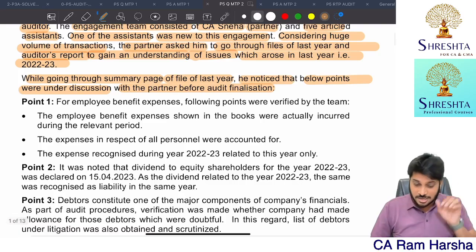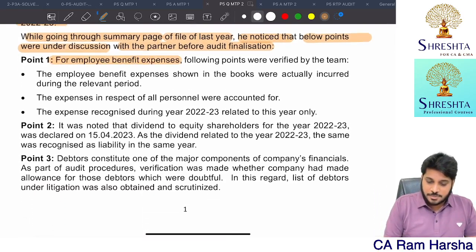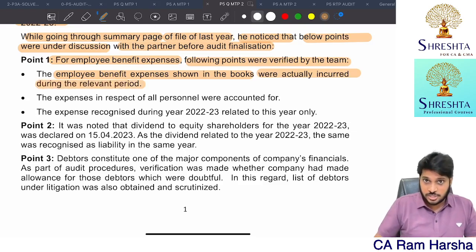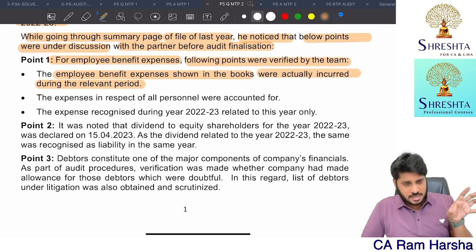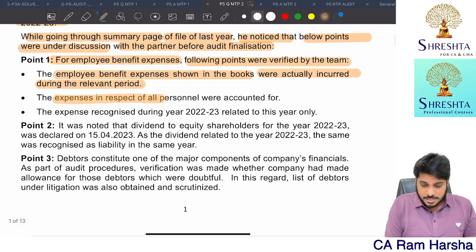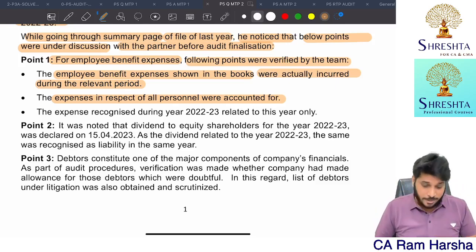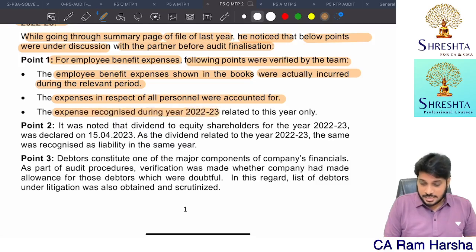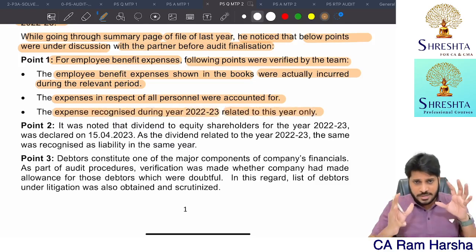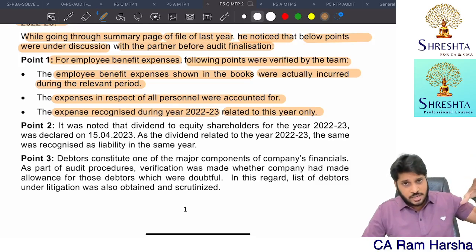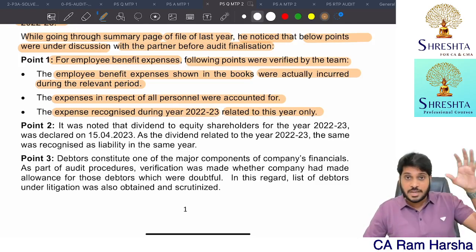Okay, so last year related. For employee benefit expenses, the following points were verified by the team last year. The employee benefit expenses shown in the books were actually incurred during the relevant period. Yes, you need to check: whatever expenses they recorded, were they incurred? The expenses in respect of all personnel, all the staff related expenses, accounted. The expenses recognized related to this year only. So whatever expenditure they debited, is it related to that year only? So these 3 points were verified by the previous year audit team.